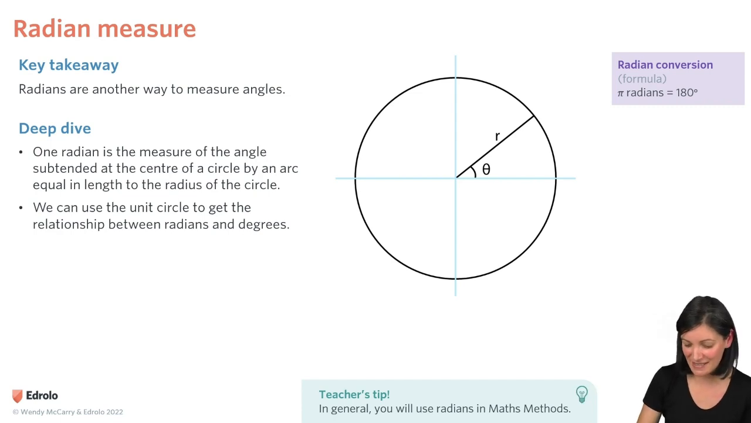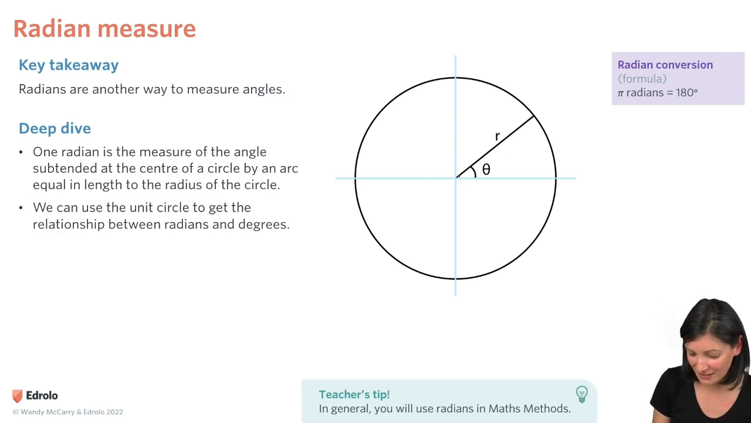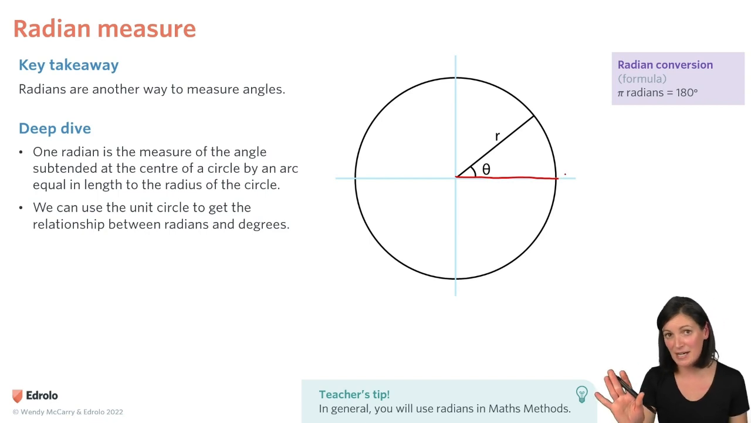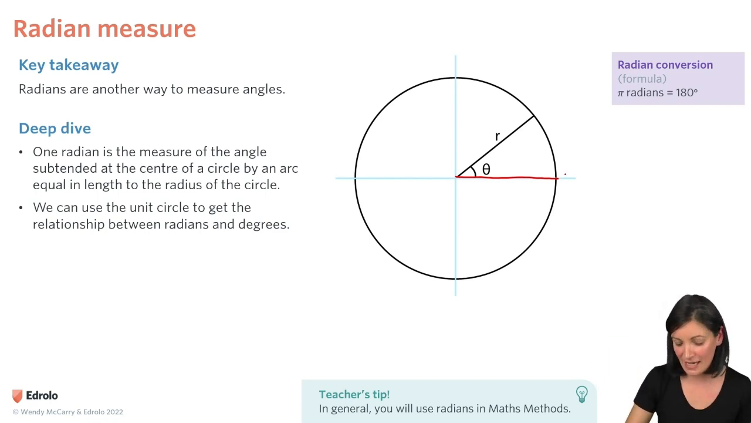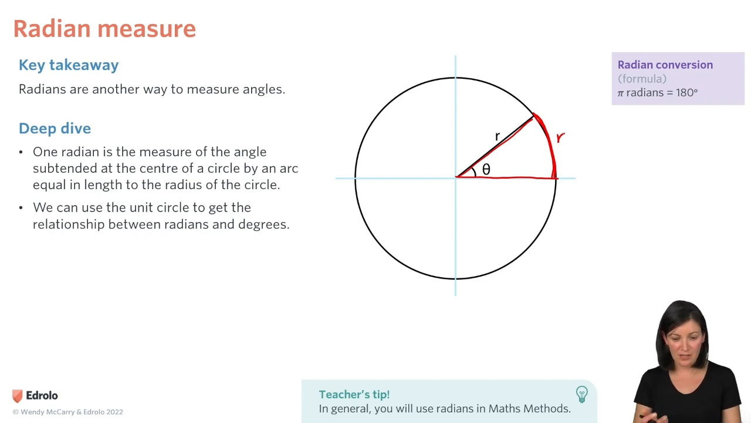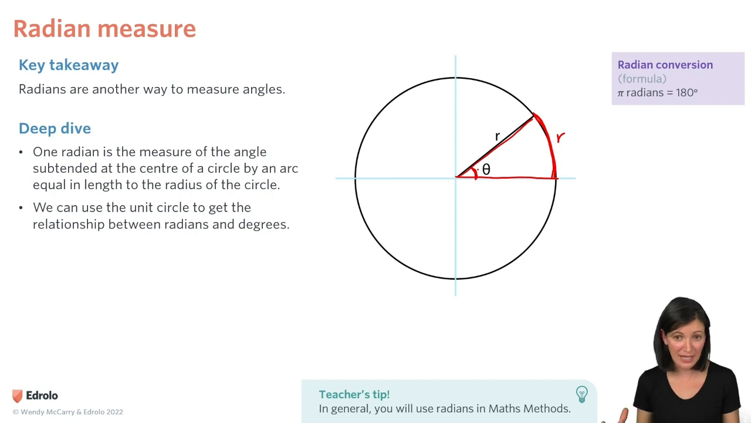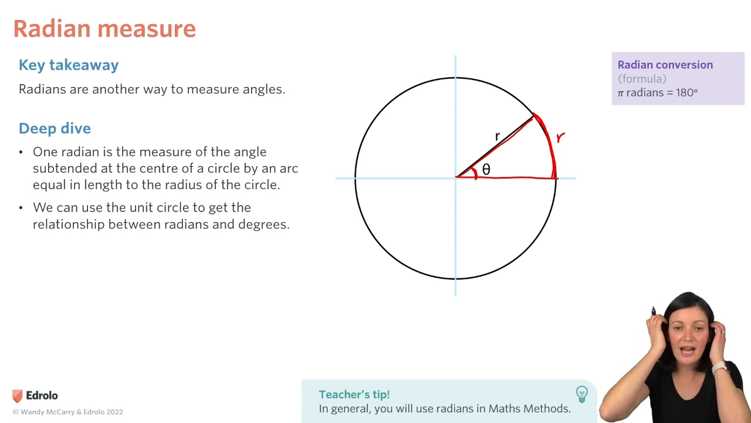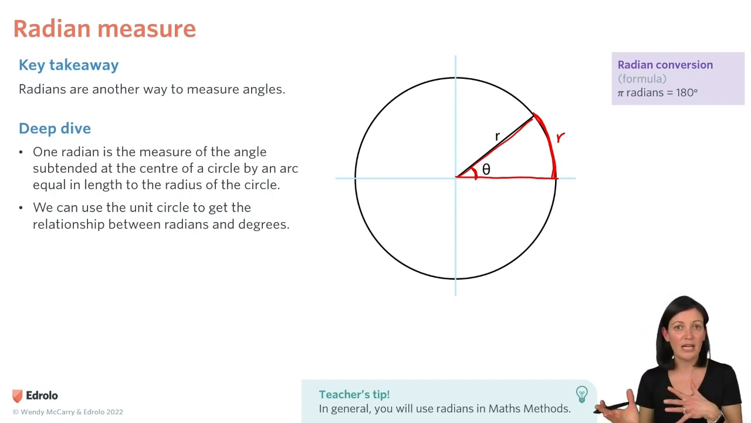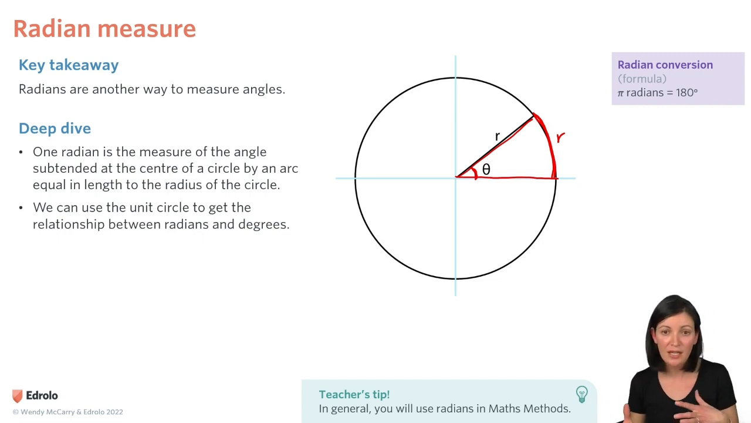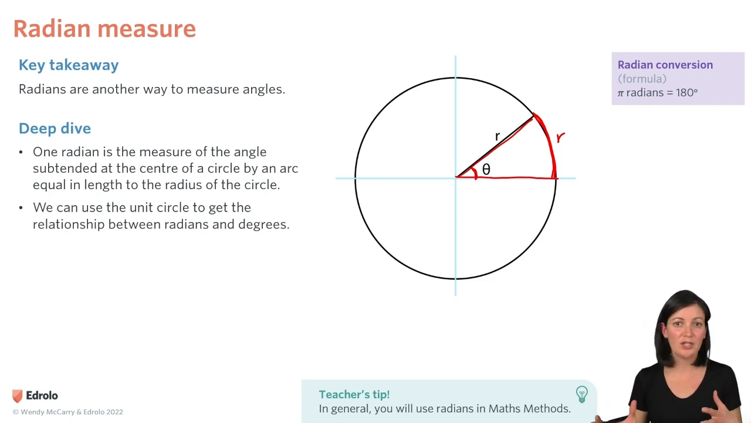All that means is basically this angle here. I'm just going to say this diagram is not to scale, but what we're saying here is the angle that's made by the length, where the length of this arc is equal to the radius of the circle, that angle there is 1 radian.